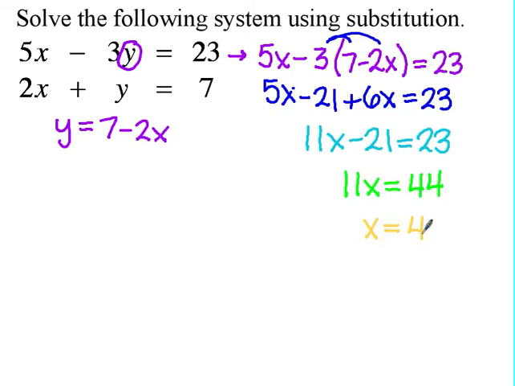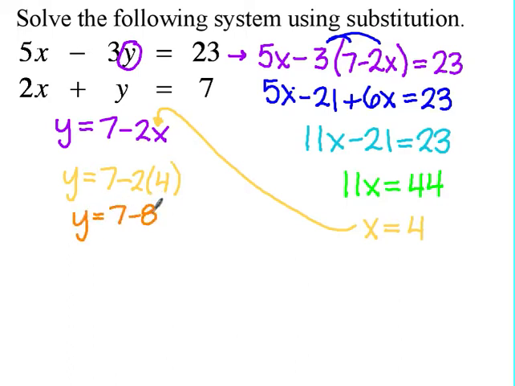Now once you get what x equals, you go back to this equation right here, and you substitute 4 back in. So in this case, I get y equals 7 minus 2 times 4. What is 2 times 4? 8. So what is 7 minus 8? Negative 1. So my solution is 4, negative 1.